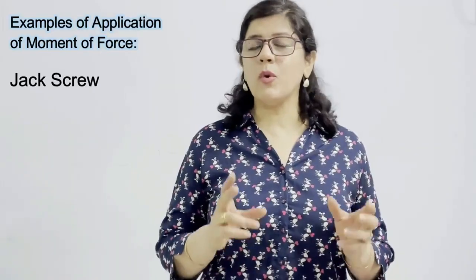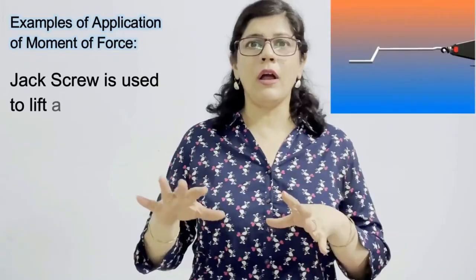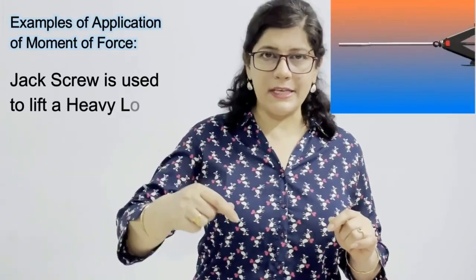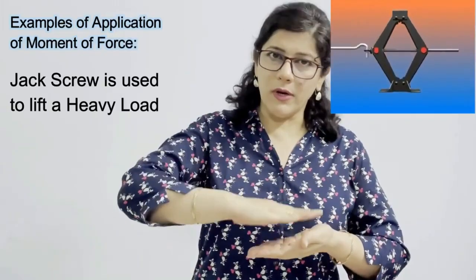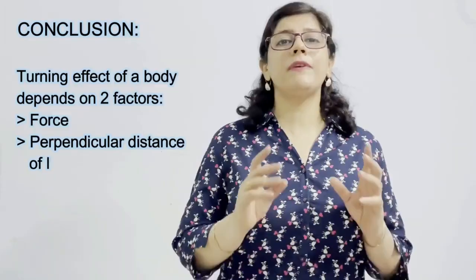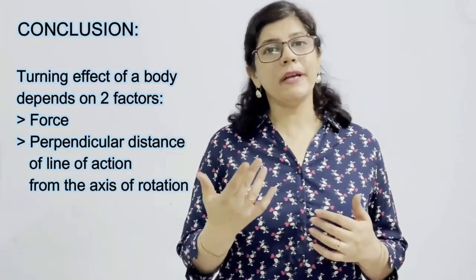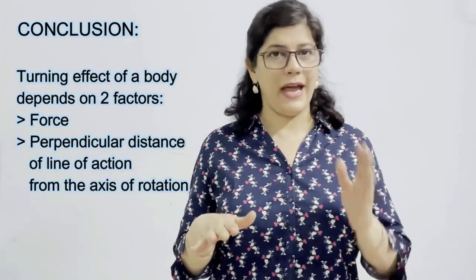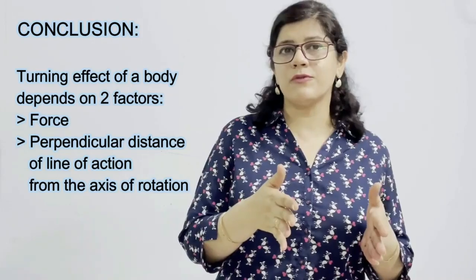Similarly, a jack screw is used to lift a heavy load such as a vehicle. It has a long arm so that it can be rotated easily. With a less force, we can easily raise or lower the jack. Conclusion of all these examples is that the turning effect of a body depends on two factors. One is force and another is perpendicular distance of line of action from the axis of rotation. Larger the perpendicular distance, lesser is the force required to turn the body.